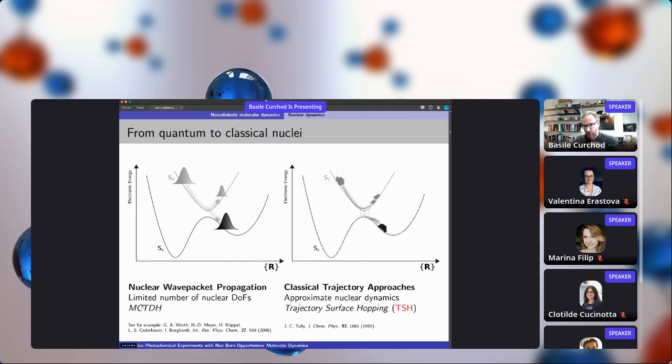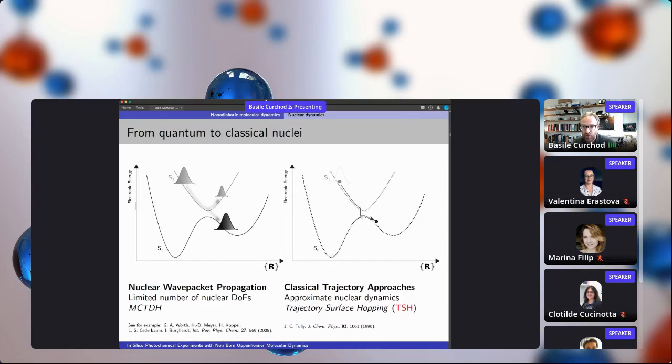So at the other end of the spectrum, what you can do actually is to say that this nuclear wave packet could be represented by a swarm of classical independent trajectories. So that's at the heart of the method called trajectory surface hopping, which is maybe one of the most commonly used strategies to do excited state dynamics. So the idea is to start here with some initial condition on a given excited state, and you propagate classically this trajectory on these excited states, and based on some equations that will measure the degree of non-adiabaticity of your dynamics, you can use a stochastic algorithm to tell you whether you have to stay on this state or to jump to another electronic state, in this particular case the ground state.